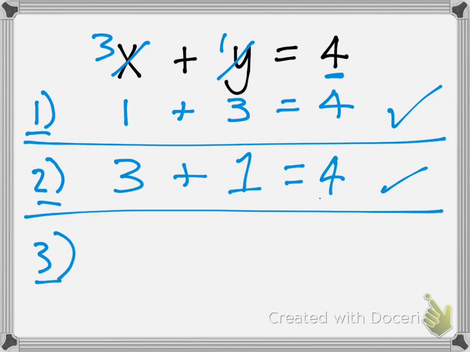So now, I'm going to see, well, is there another combination that I could have? Well, how about if I make x 0? 0 is a number, so x could be 0. So if x is 0, then y must be 4, because 0 add 4 would make 4. So that is another possible answer.